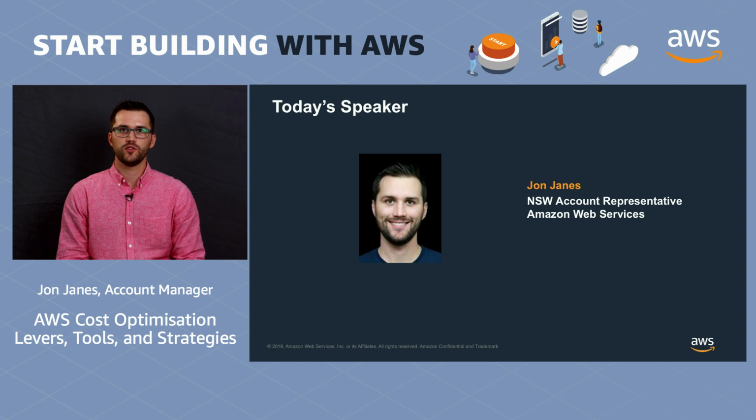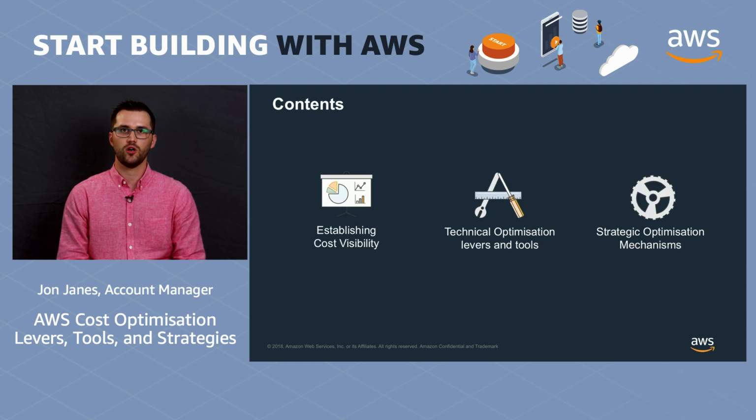My name is John Janes. I've been with Amazon Web Services for just over 2 years, and during that time I've worked in the Australian office helping Australian customers with workloads on the AWS platform. Throughout that time, one of the primary focuses of my role has been helping customers cost optimize.